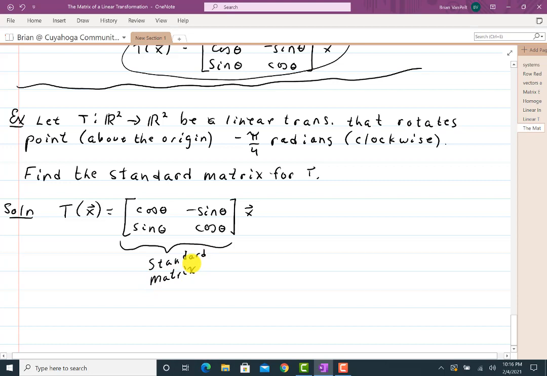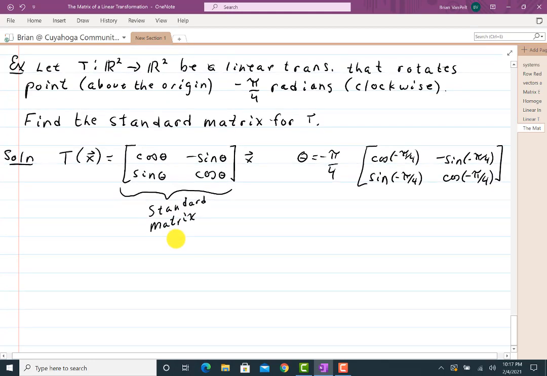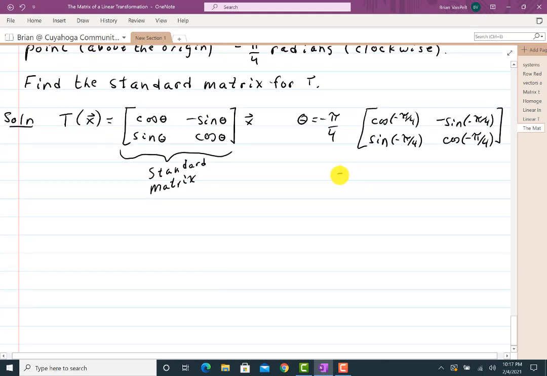And let's go ahead and put in our numbers then. If theta equals negative pi over 4, the standard matrix is then this: cosine of negative pi over 4, sine of negative pi over 4, negative sine negative pi over 4, cosine negative pi over 4. And I don't care if you remember these or use your calculators for them, but I'm going to give the exact answers to these.